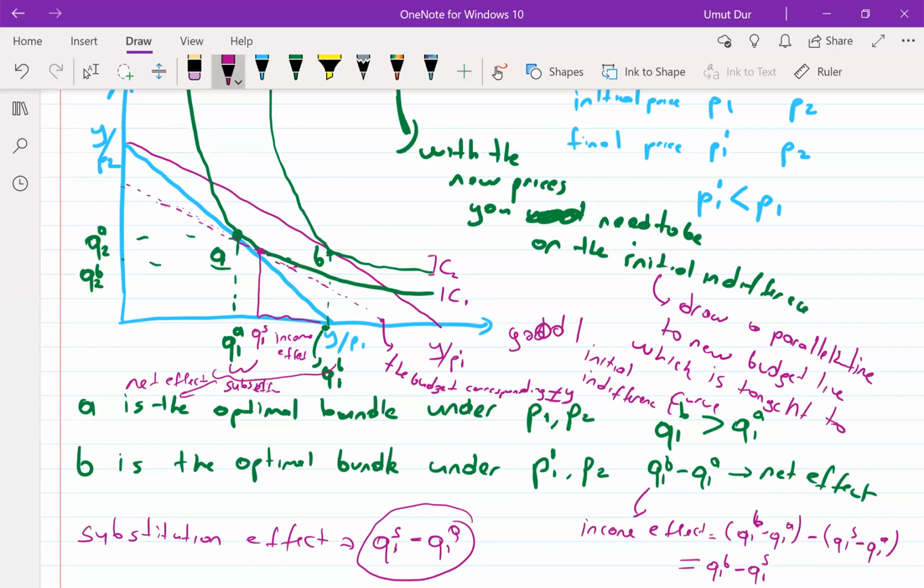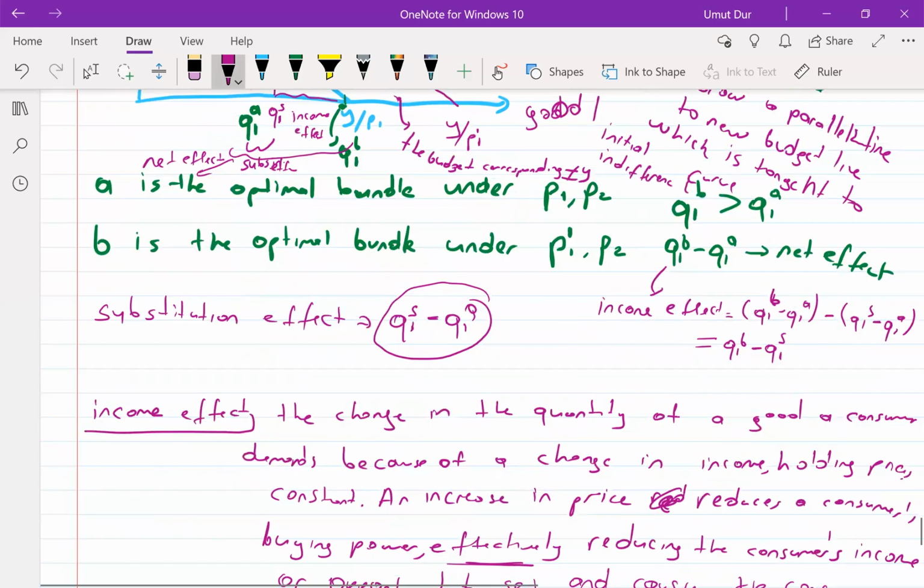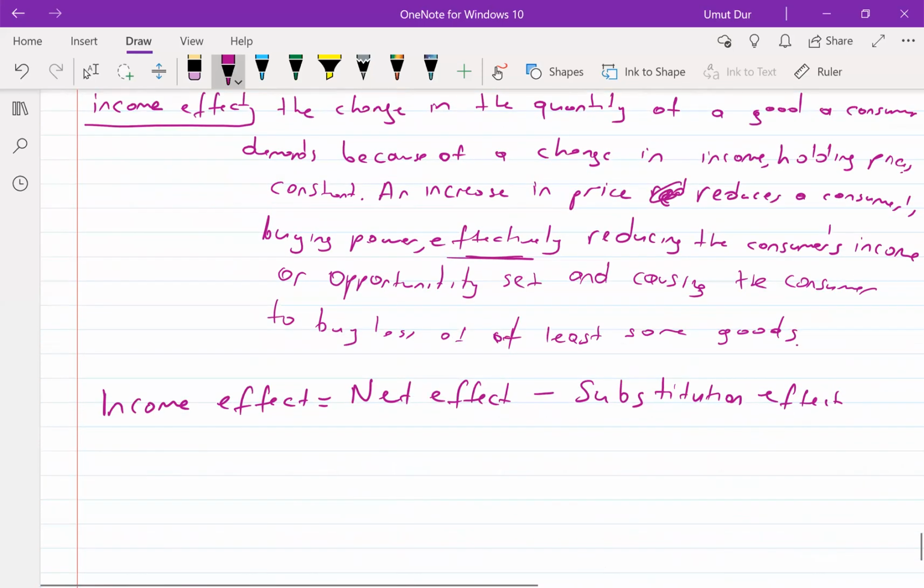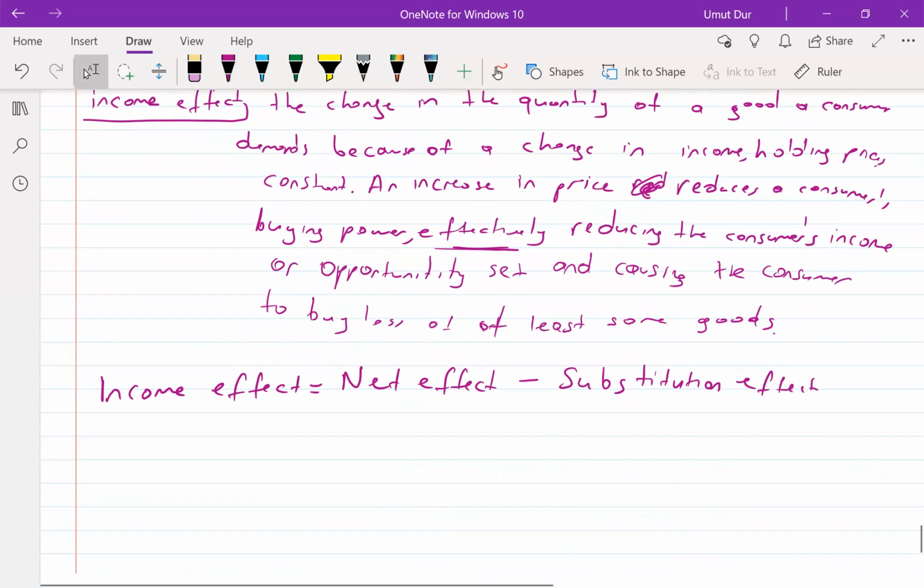So let's solve a question, okay? And we will see whether there is a problem. Okay, so in the definition of the substitution effect and income effect, we will have a very simple question here. Let's say that there's an example.